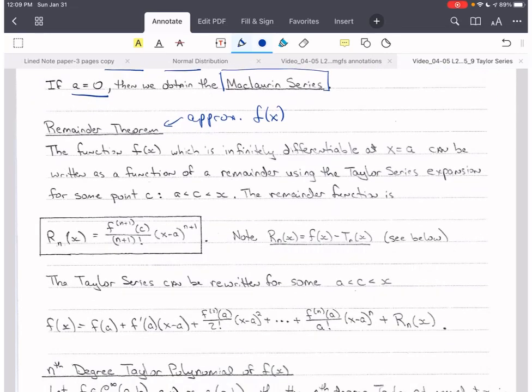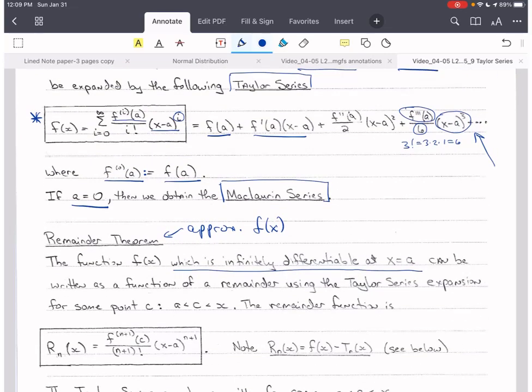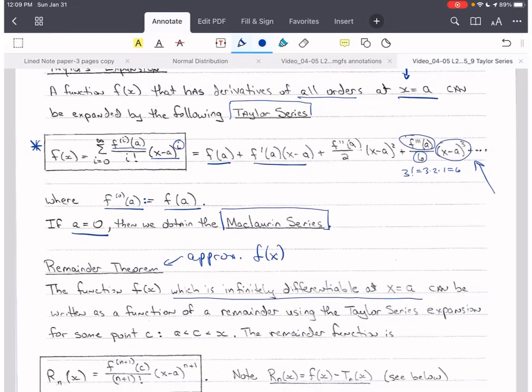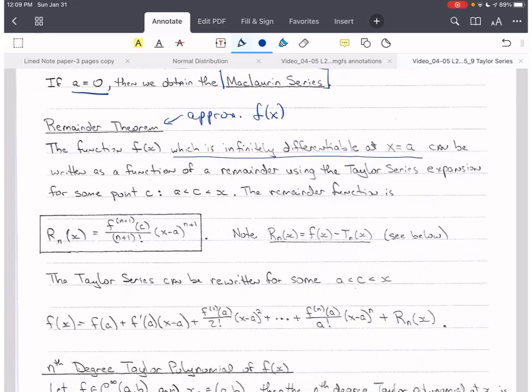Okay, so this is the function f of x, which is infinitely differentiable at x equals a. That's no different than what we said up here for the Taylor expansion. We just said it in a different way. So the function f of x, which is infinitely differentiable at x equals a, can be written as a function of a remainder using the Taylor series expansion for some point c. And this is where it gets a little more complicated, and we have to remember this little part here. c is between a and x. Not equal to a, not equal to x. And so whatever point x is, any point x, c is between a and x.